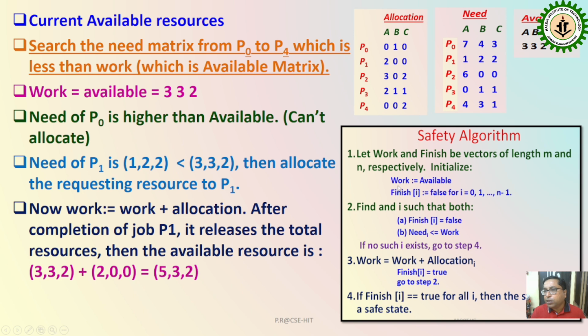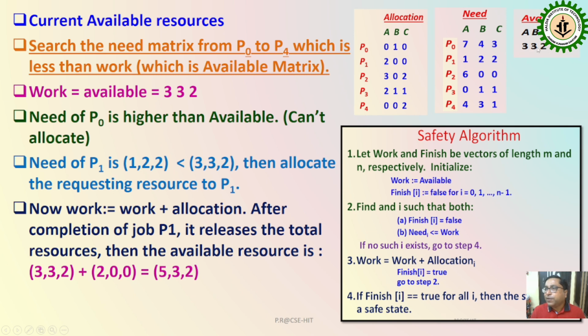Already here we got that work is equal to available, so work is now available. The need matrix, we also have the need matrix. And after that work is equal to work plus allocation. Now that means what? Right now what is the available? 3, 3, 2.